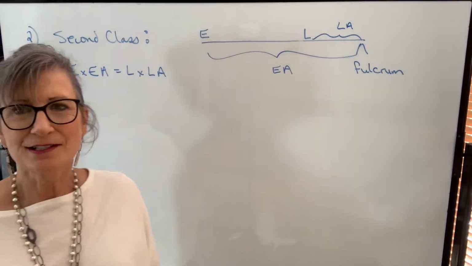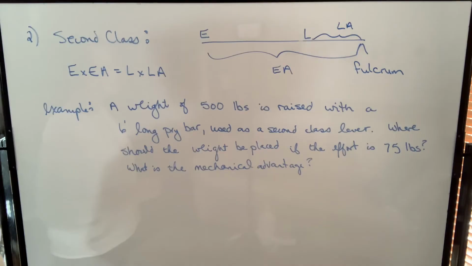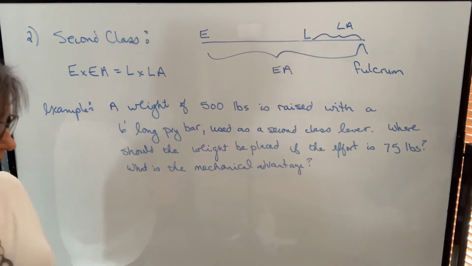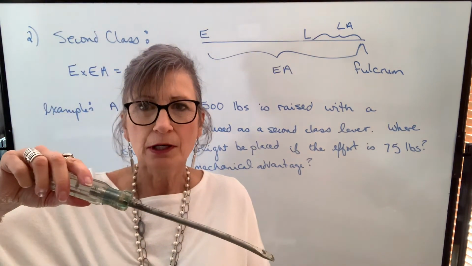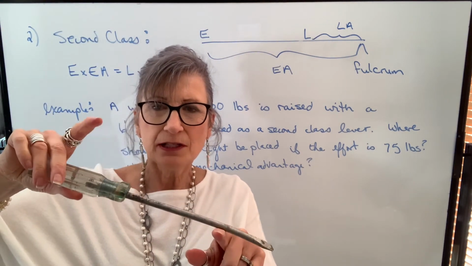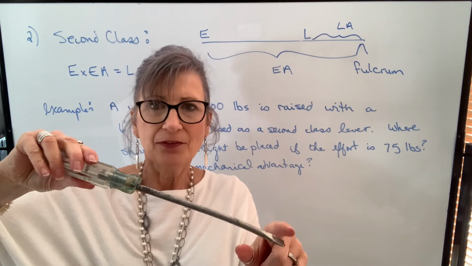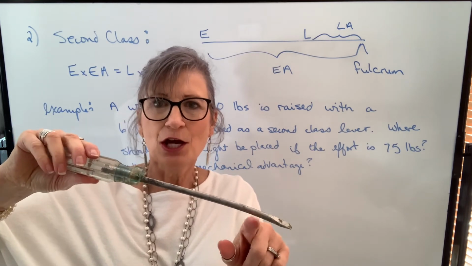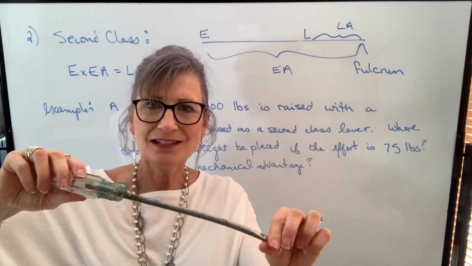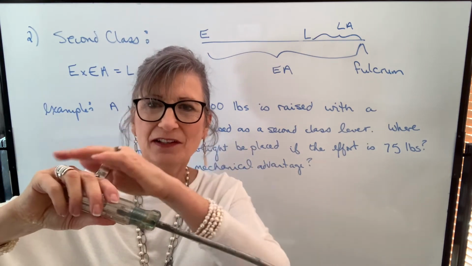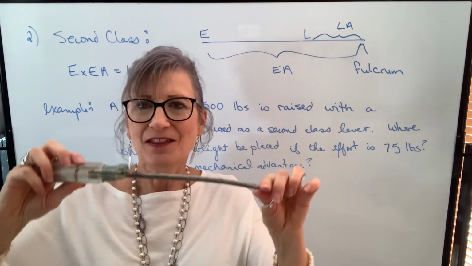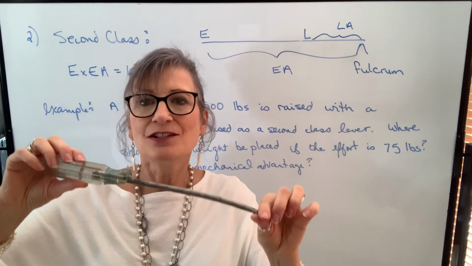Let's take a look at an example of a second-class lever. Our example says a weight of 500 pounds is raised with a 6-foot-long pry bar used as a second-class lever. So when we use a pry bar, if the fulcrum is in between the effort and the force, that's a first class. But if our pivot point is at the end and the weight is being lifted between the effort and that fulcrum, then it's acting as a second-class lever. So that's what we're dealing with.